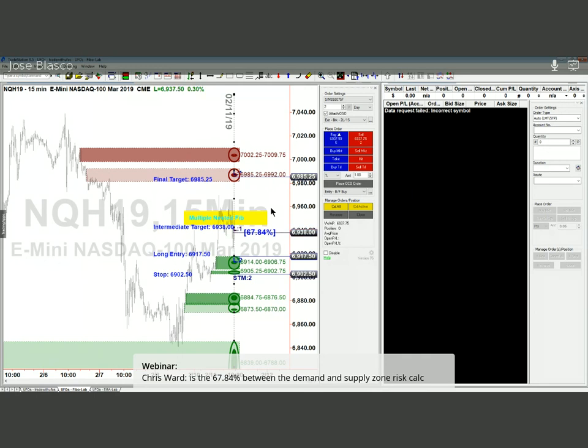Well, the question here is how many times price bounced and reached the rival UFO, and in this case, it is 67.84% of the times based on the historical data you have on the screen.